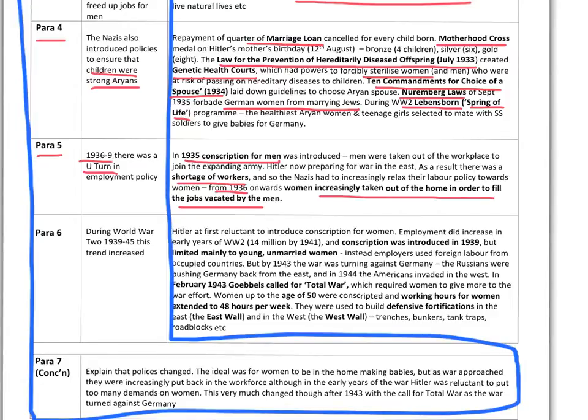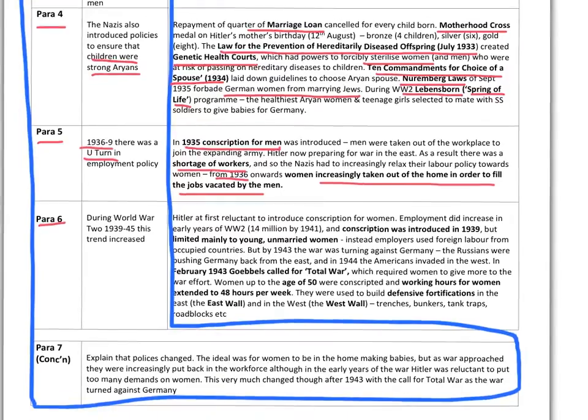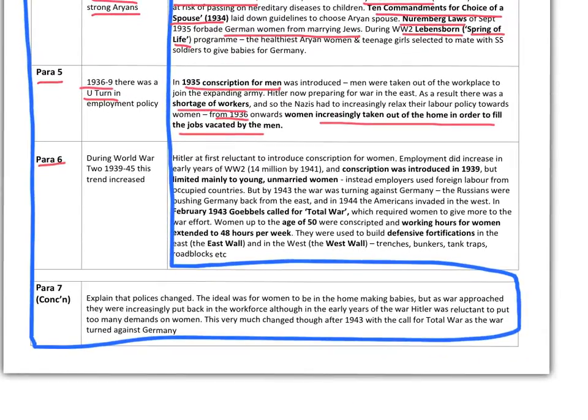Now, the final area, which will perhaps be new to you, but it's important you do know this, is what were the policies towards women during World War II. So we'll just look at this sentence by sentence. Hitler at first was reluctant to introduce conscription for women. He didn't believe it was natural. He still clung on to the idea that women should be in the home, their main role.